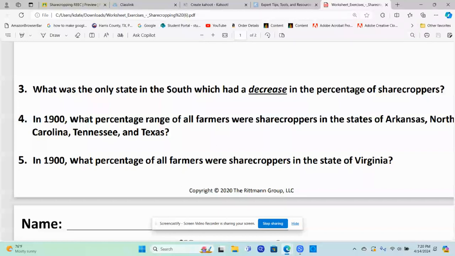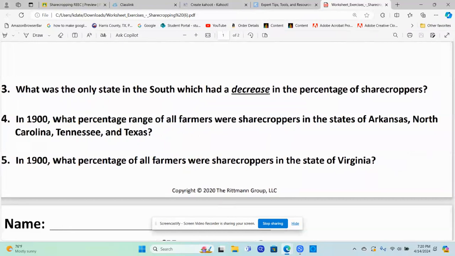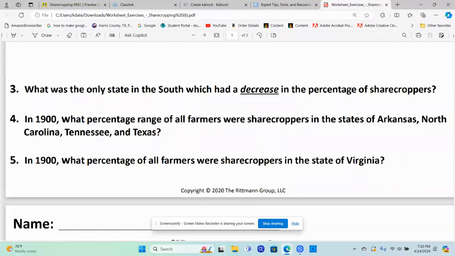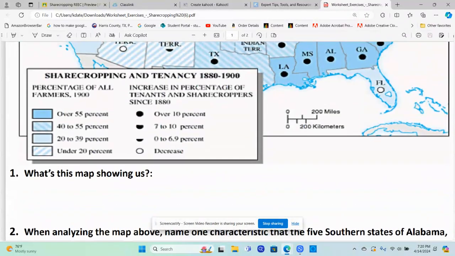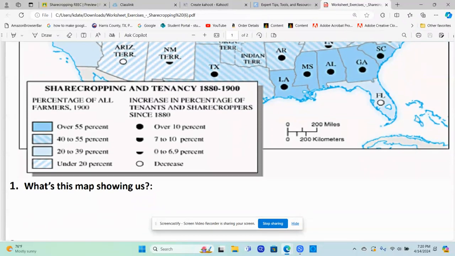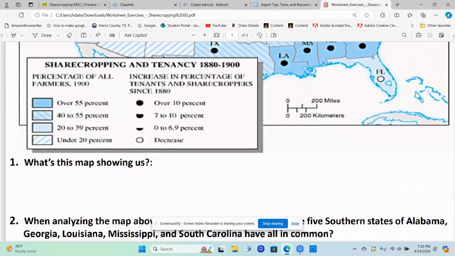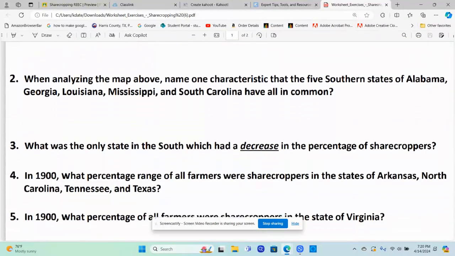In 1900, number four, what percentage range of all farmers were sharecroppers in the states of Arkansas, North Carolina, Tennessee, and Texas? So once again, you're going up to the map and you're going to look for those states, and then you're going to look and see what their percentage was by looking at your key. The sharecropping and tenancy, 1880 to 1900.